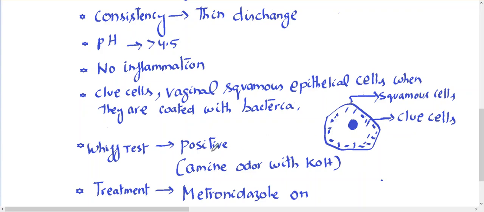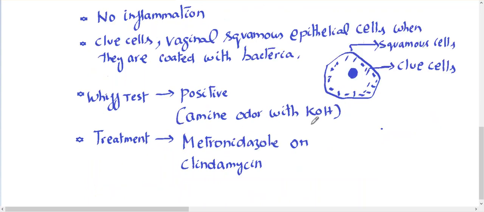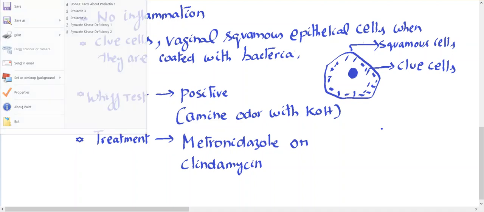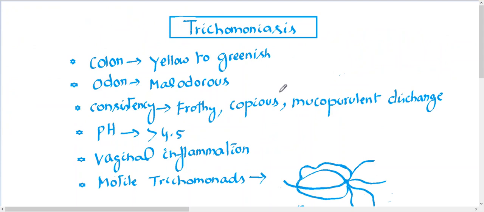All right. And what is a whiff test? Let's say you take a drop of KOH and you mix it with the vaginal discharge, that will give you a more fishy odor, and that's the whiff test. Now how do you treat bacterial vaginosis? You treat with metronidazole or you treat with clindamycin. So in the next slide, guys, I will talk about trichomoniasis.